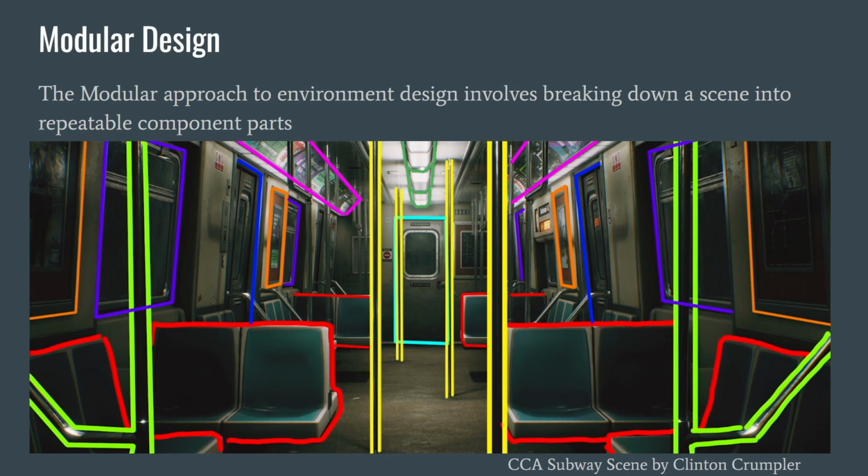So we have everything highlighted in red is the same chair texture, everything in yellow is the same pole texture, the doors, the windows, the lights on the top, and so on. So when we break it down this way, we can see that this scene is actually very efficient in its design, as the artist only had to make one of each of these highlighted pieces and then just essentially copy and pasted them to build out the entirety of the scene.